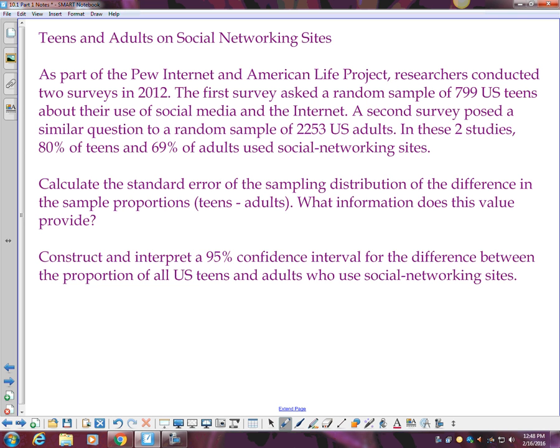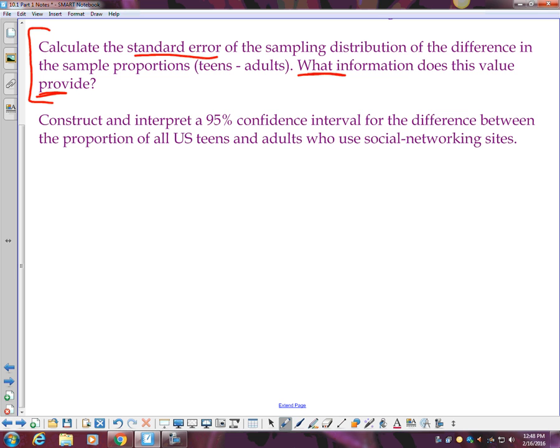Calculate the standard error of the sampling distribution of the difference in the sample proportions, and they're telling us how they want it set up. They want teens minus adults. What information does this value provide? Construct and interpret a 95% confidence interval for the difference between the proportion of all U.S. teens and adults who use social networking sites. So this little piece right here is really a step that we would do anyway. Maybe we wouldn't answer this sentence outright, but this is just telling us to find the standard deviation, which we would do anyway. Okay, here we go.